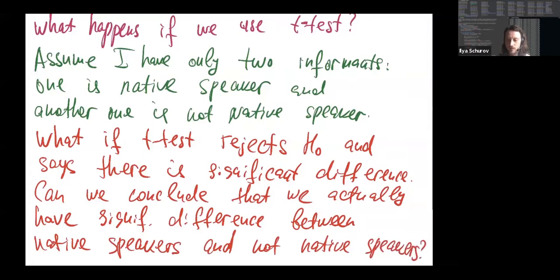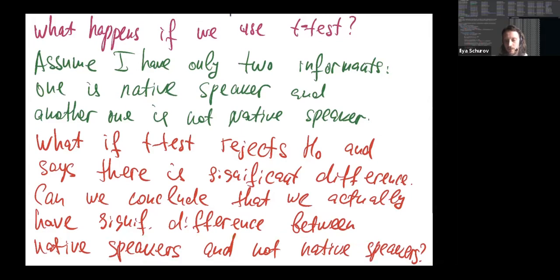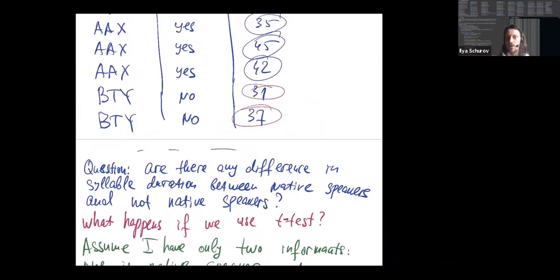So, can we make this conclusion? Okay, we have a statistically significant result, no problem with this, but can we conclude from this statistically significant result that we actually have a significant difference between native speakers and not native speakers? From data like this, provided that we have only one speaker of each type, one native speaker and one non-native speaker. How do you think?